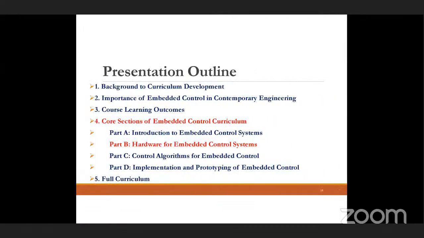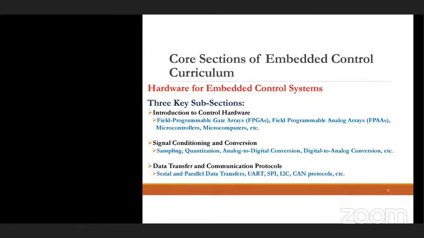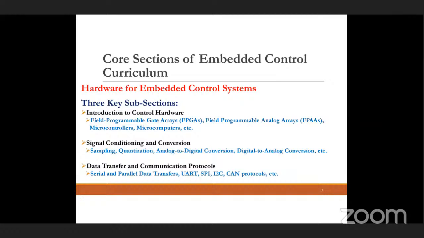The second core section is the hardware for embedded control systems. And there are quite a few of them. I've talked about introduction to control hardware here. There are things that are called field programmable gate arrays. There are things called field programmable analog arrays. There are microcontrollers. There are a host of subsystems that help to perform the controlling of the system. The execution of the control law can be done using these control hardware.